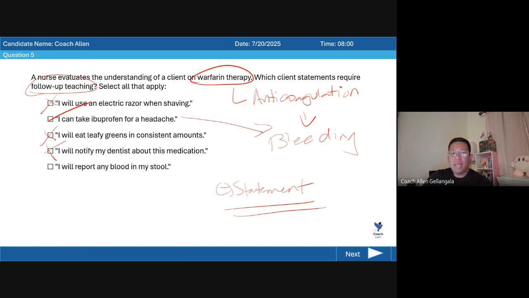I will report any blood on my stool, bleeding in the stool, may it be black tarry stool, which is an indication of upper GI bleeding, or red. Is it a good statement as well? Yes, it is a good statement because that's an indication of the patient's knowledge and understanding of the risk associated with warfarin. Sir, select all that apply, and the only correct answer is B.